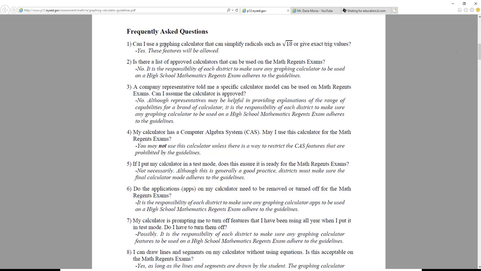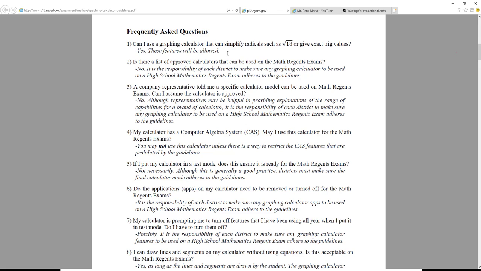Number 1, can I use a graphing calculator that simplifies radicals or gives exact trig values? I've been singing this from the mountaintops. The answer's been no, until now. Yes, these features are allowed. So a calculator that makes radical 8 into 2 radical 2, or sine 45 equals radical 2 over 2, those are now acceptable. But it's on the district to know the functionality of each calculator. You can't just take my word for it. I'm going to shoot you straight, but in the end, you have to make sure every one of these bullets and FAQs is up to snuff.